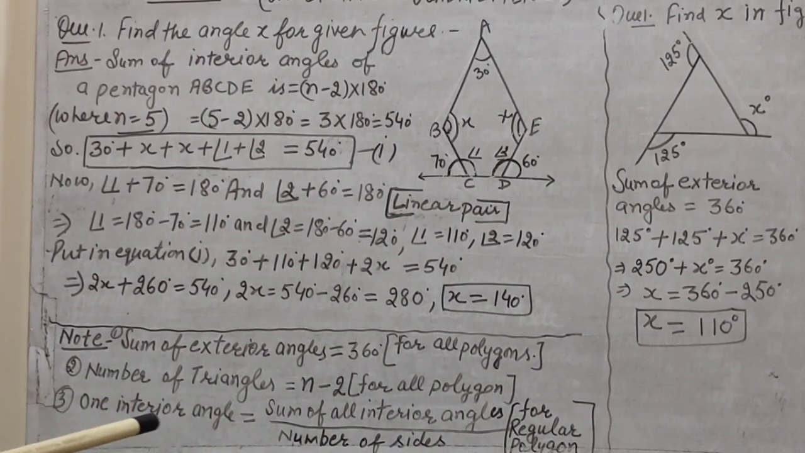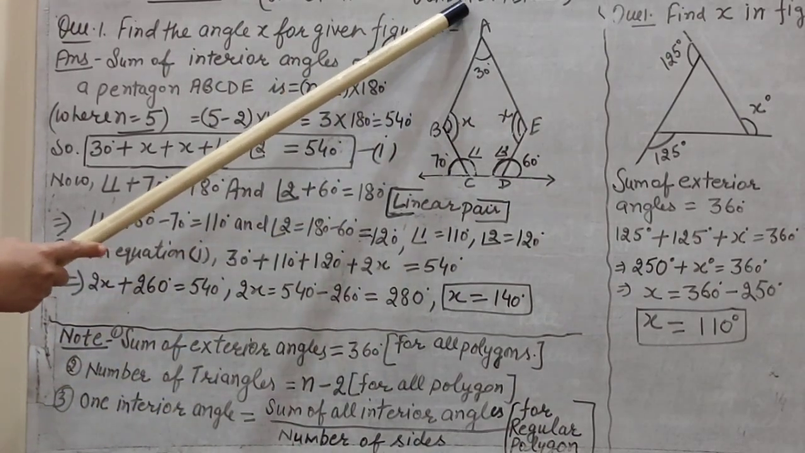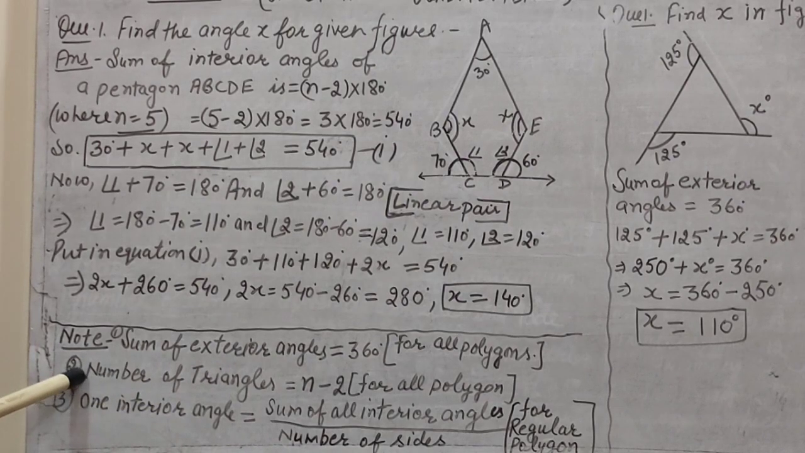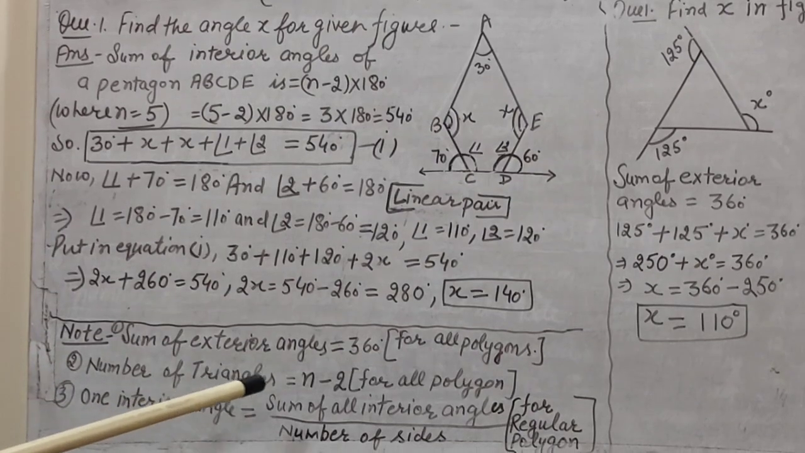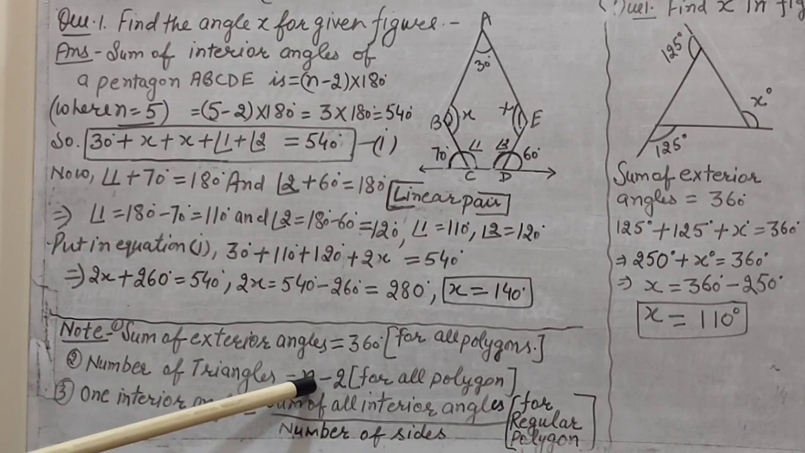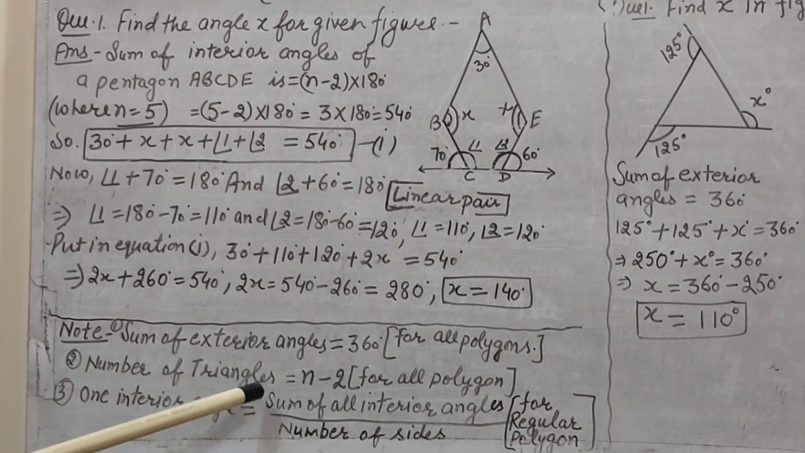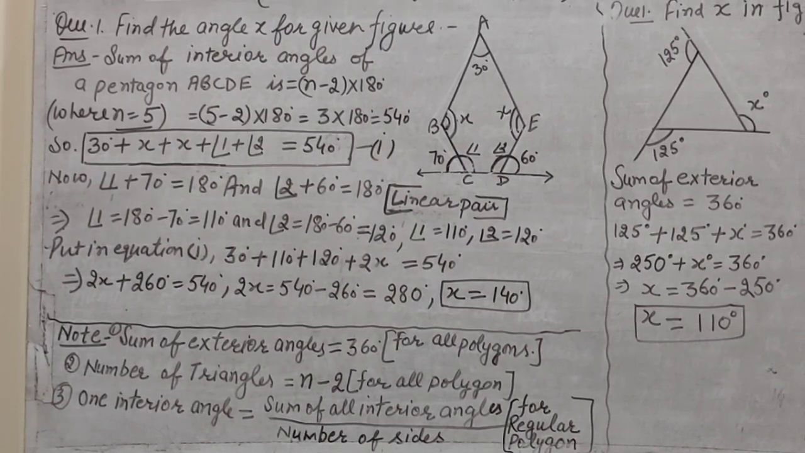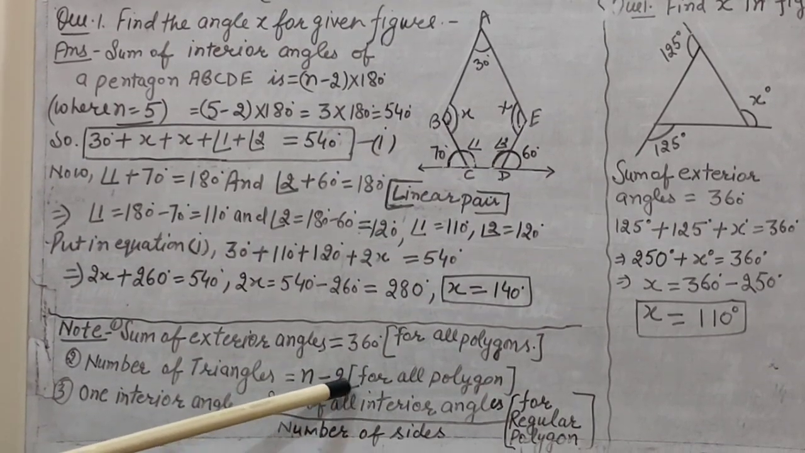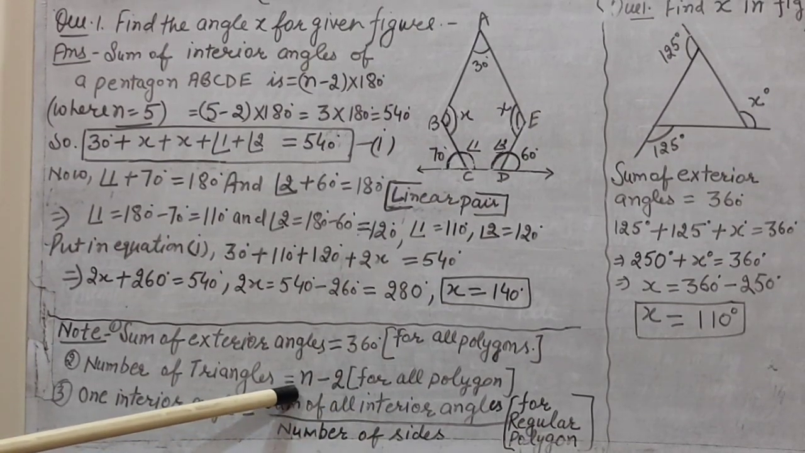For example, if I want to find out for the quadrilateral, how many sides are given in quadrilateral? 4 sides, either square or rhombus or kite or trapezium. We put the value of n is equal to 4. N is the number of sides of the polygon. 4 minus 2, that is 2. So only 2 triangles are possible in a quadrilateral. Similarly, we can find out how many triangles are present in pentagon or how many triangles are present in hexagon and so on.